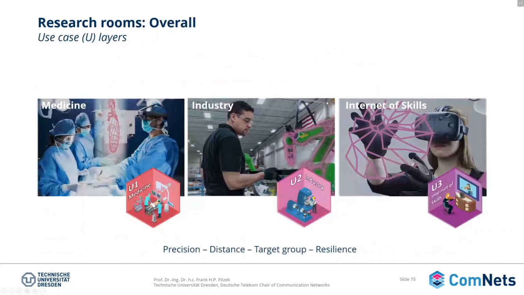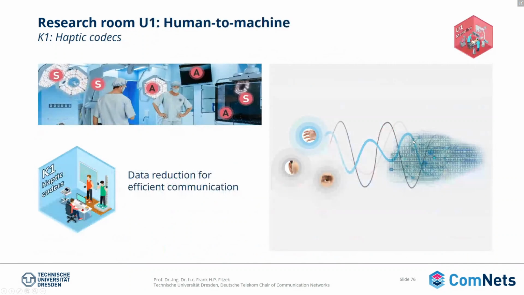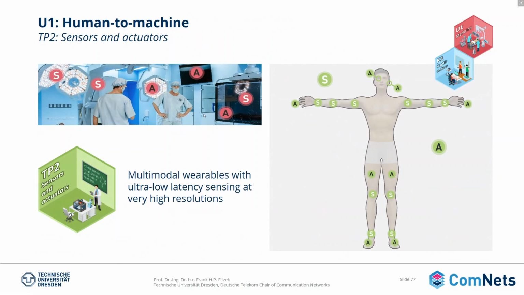So the U rooms, you heard about this: medicine, industry, internet skills. K1, I told you already, data reduction for efficient communication. It's very important, for example, for the operation room. There are a lot of actuators, there are a lot of sensors, and how to bring these sensors also together with the sensor data of the humans. That is also interesting. TP2, again, multimodal wearables with ultra low latency sensing and very high resolutions.